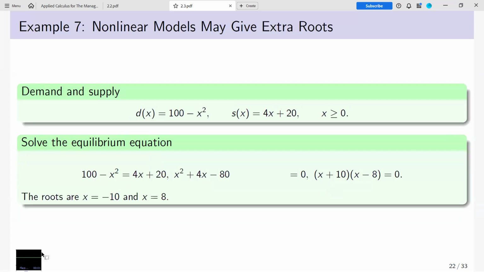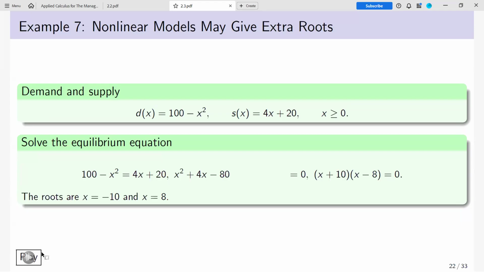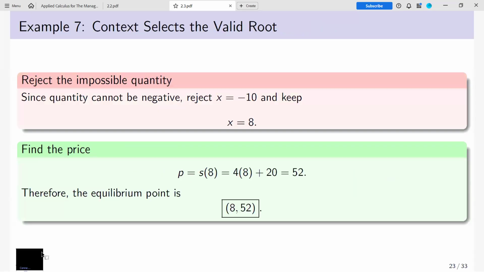The nonlinear equilibrium equation produces two algebraic roots. We must use the domain and meaning of quantity before deciding which root is acceptable. The negative root is algebraically correct but contextually impossible. Keeping x equal to 8 gives an equilibrium price of $52. Algebra proposes candidates. Context conducts the interviews.